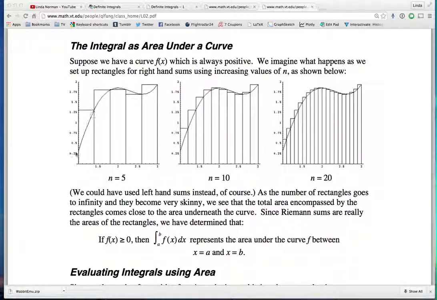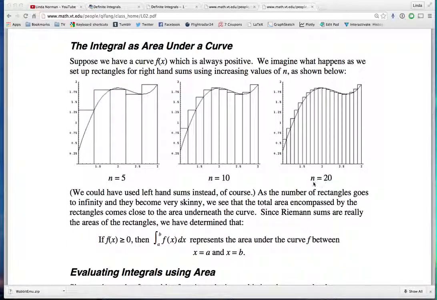So we have this curve here, and we can block off rectangles like so, and add up the area of each of those rectangles for an estimate of the area under the curve. And if we increase the number of rectangles, we can estimate more closely the actual area under the curve.